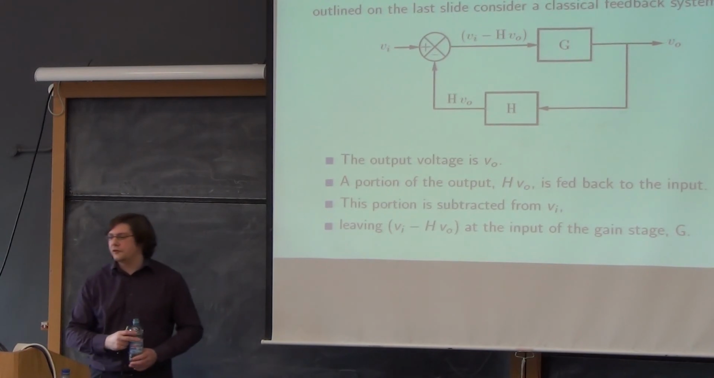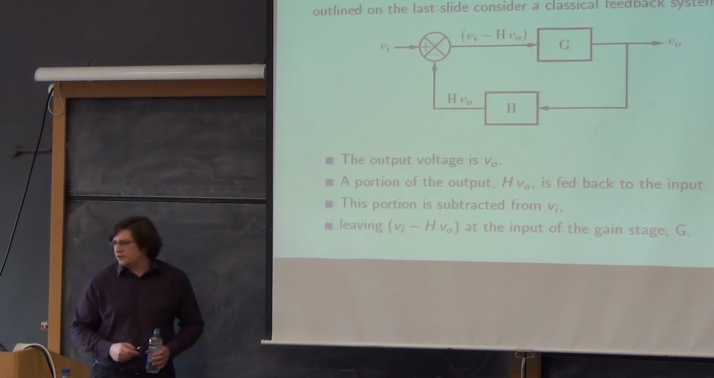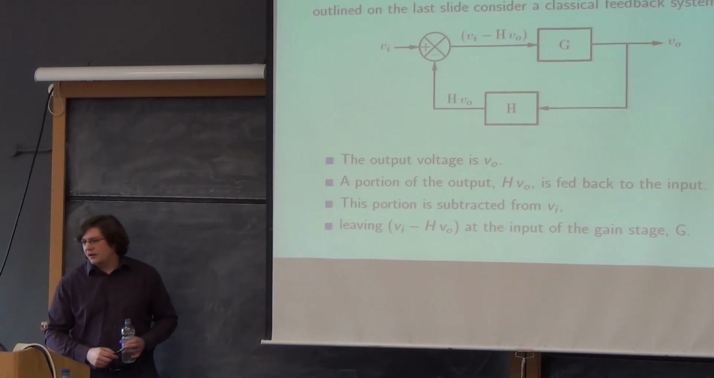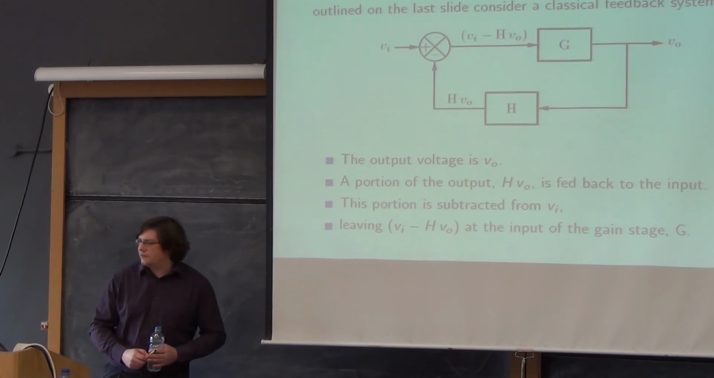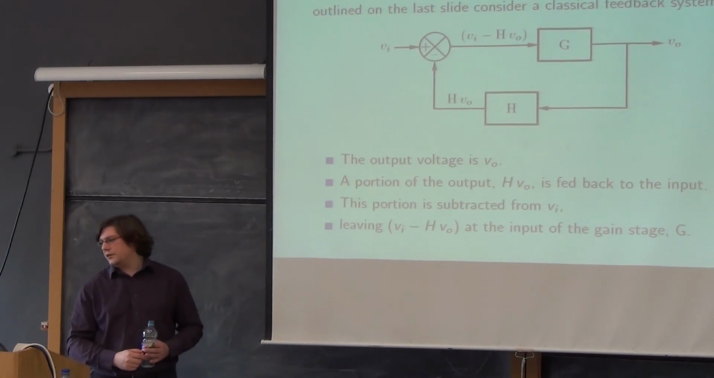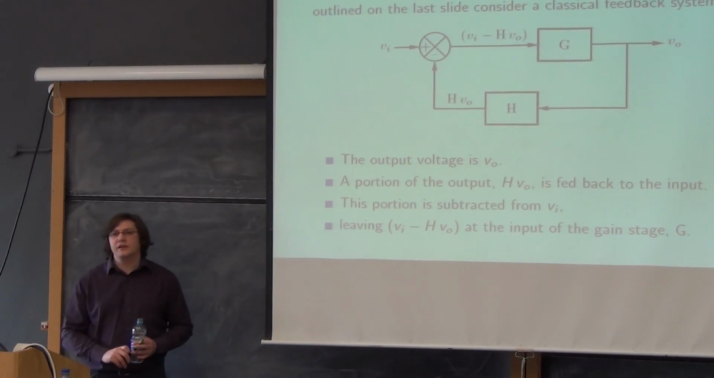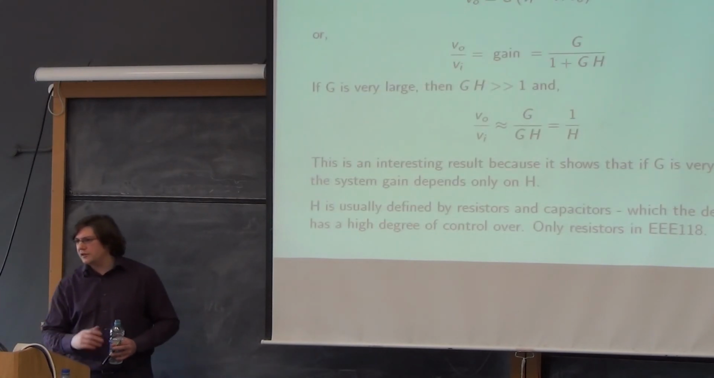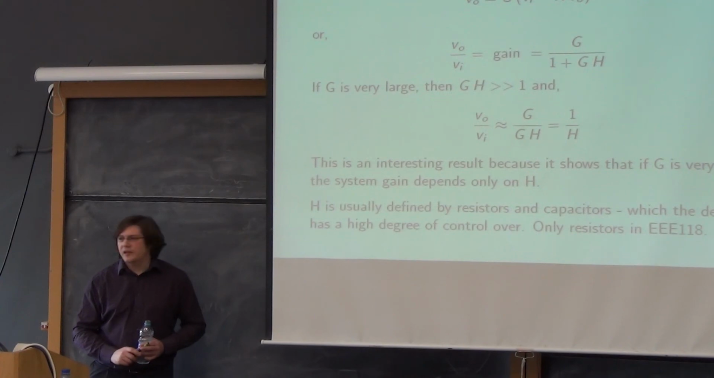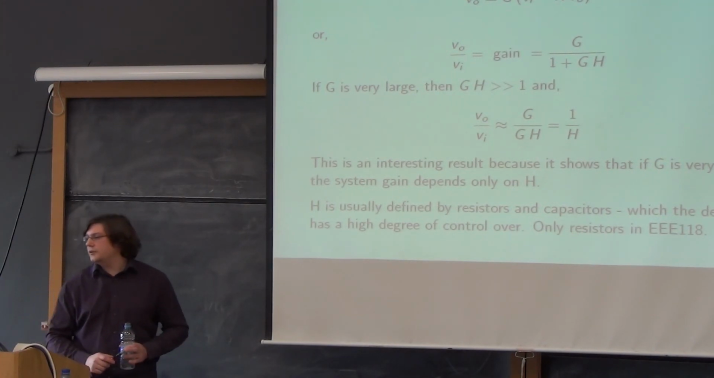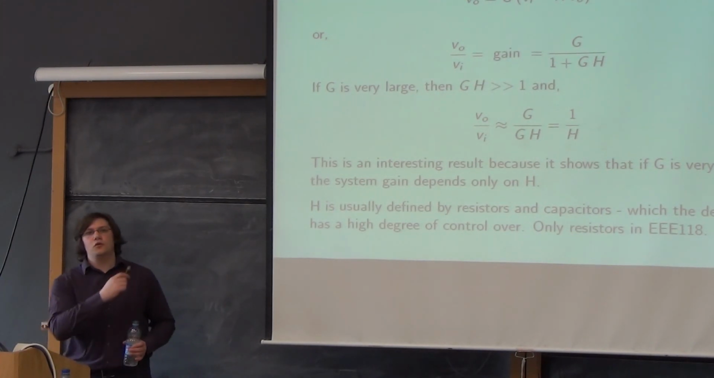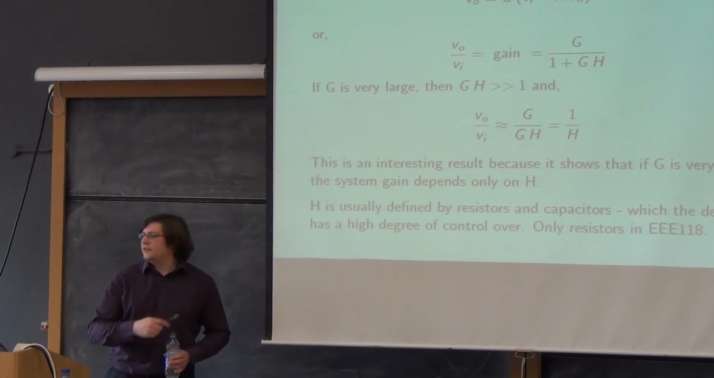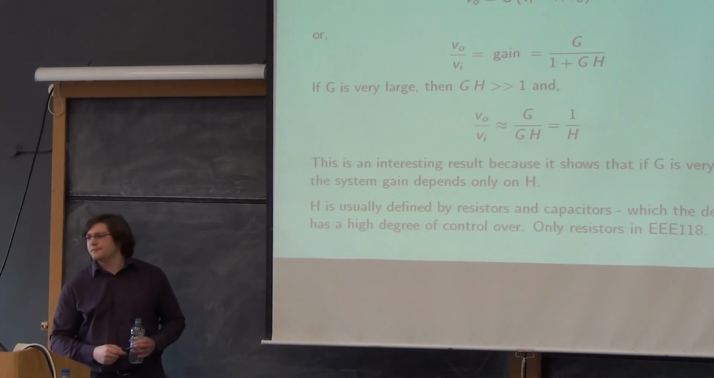I don't expect you to see where that came from, but by the end of the analysis you will probably agree. So the output voltage is VO, and a portion of the output, H VO, is fed back to the input. And this portion is subtracted from VI, leaving an error term, VI minus H VO, at the input of the gain stage G. And we can use this to model our op-amp, which is why it's significant. In fact, we can write out an equation that says VO is G, which is our forward path gain, which is why I call it G, times our input minus the error term.